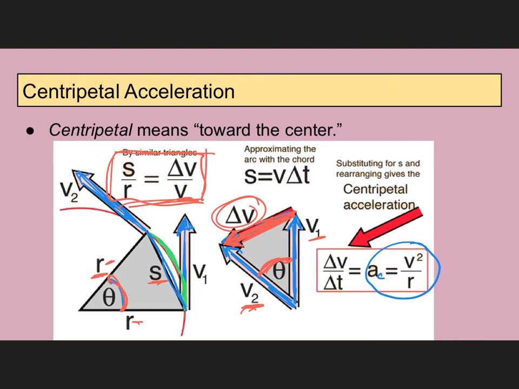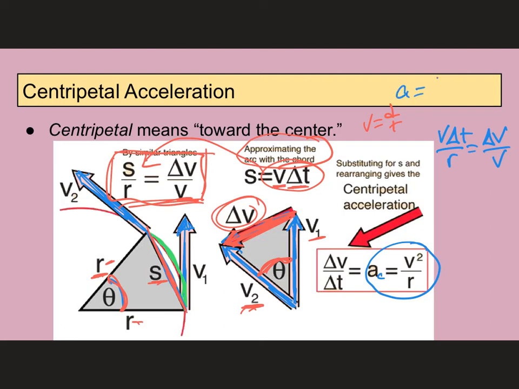So then, as we said, we approximate that arc with the chord S, and we can say that S has a length equal to the velocity times the time. This is basically coming back to our velocity equation, where velocity is equal to distance over time. In this case, our distance is the chord S, so S is equal to velocity times time. We're going to plug that in here, and let's go with blue. We have V delta T over R equals delta V over V.